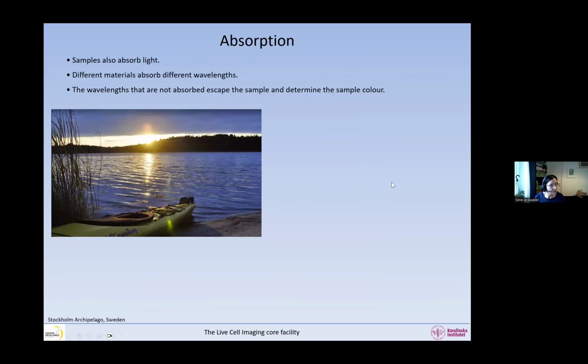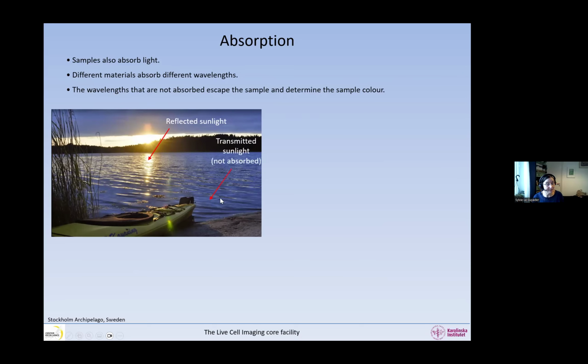This is an example of the beautiful Swedish archipelago. I'm doing a little bit of PR here. The sunlight is yellow, so it's full of lots of different wavelengths. Some of this light is reflected on the surface of the water. This light is not going through the water. It goes straight into my eyes or my camera, and therefore I have the same color here. There has been no change of light. It just bounces off the surface of the water.